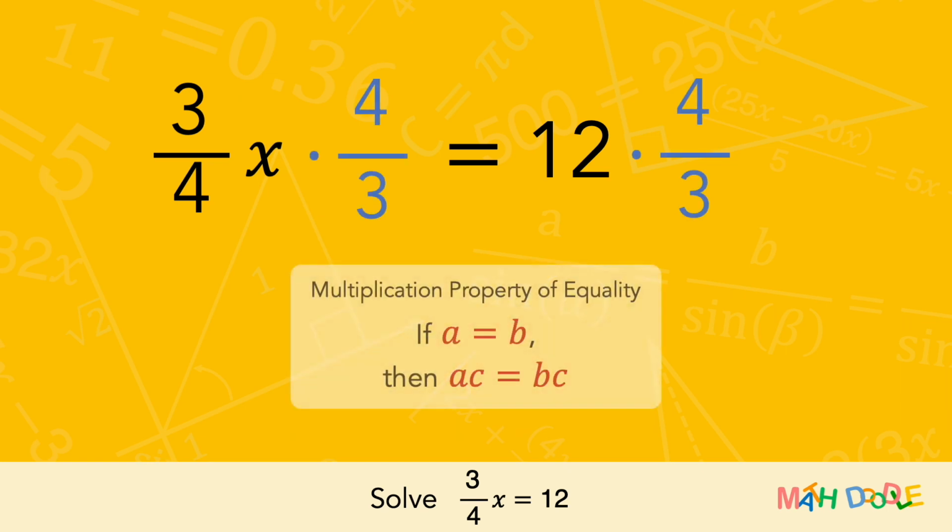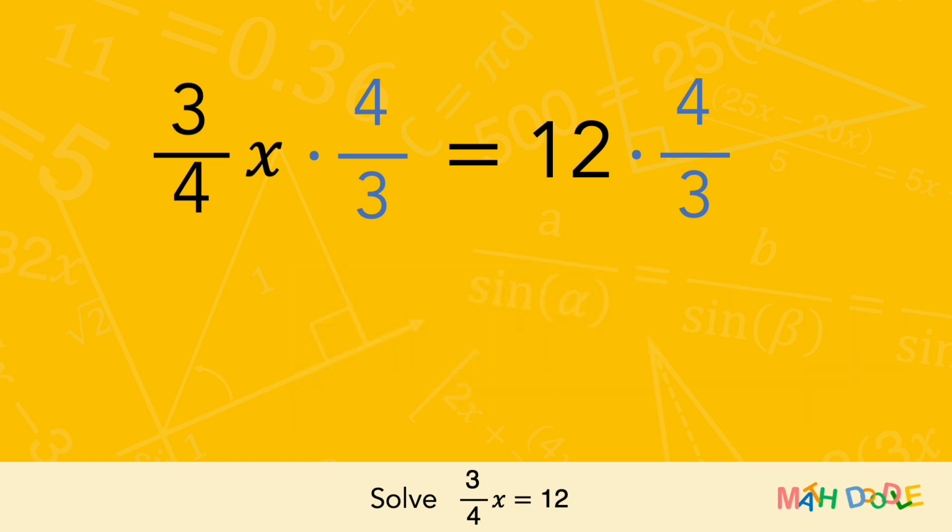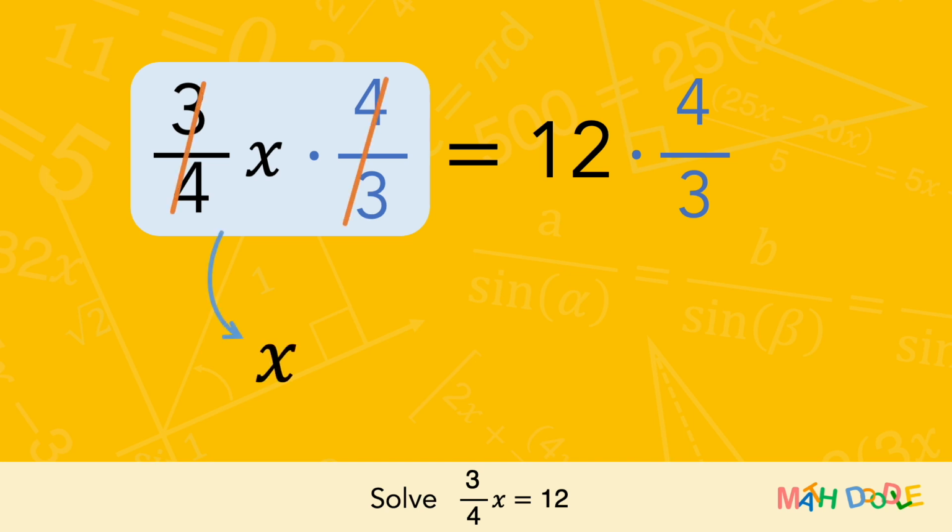Here, it is important to treat both sides of the equation equally. So, when we multiply one side of the equation by a number, we must multiply the other side of the equation by the same number. After multiplying them by 4/3, the left side of the equation is simplified to x.